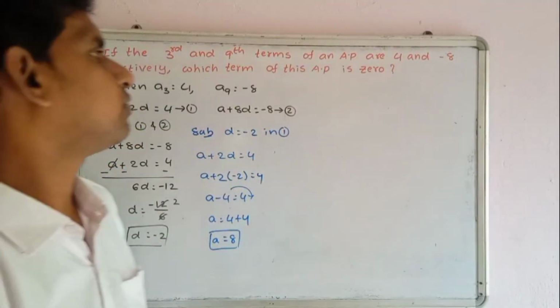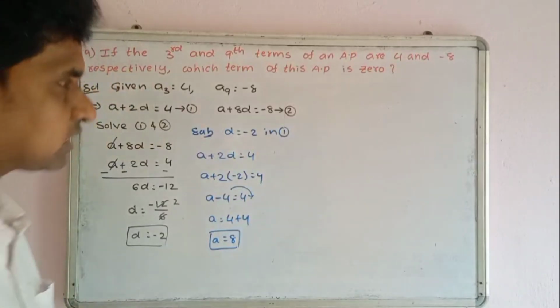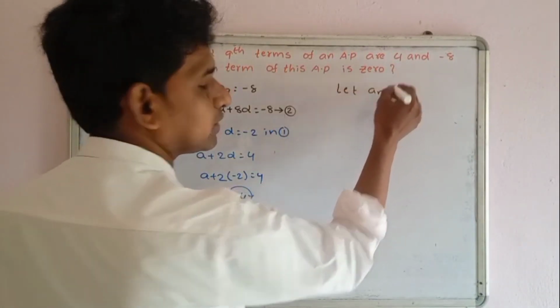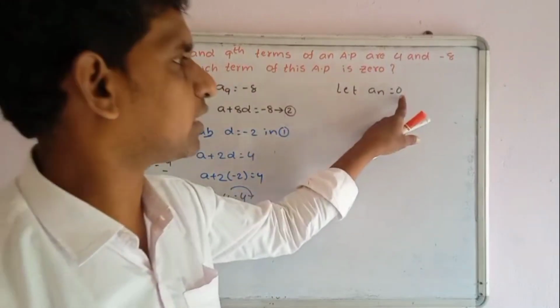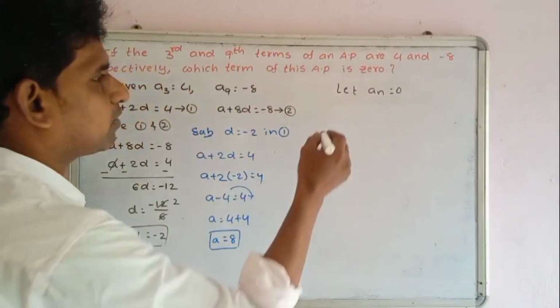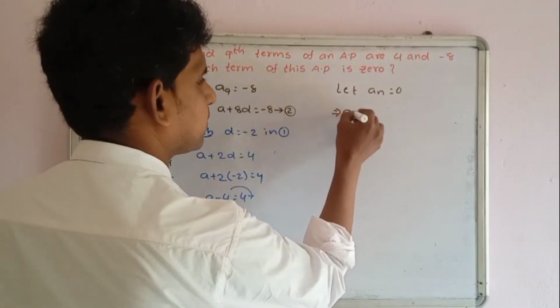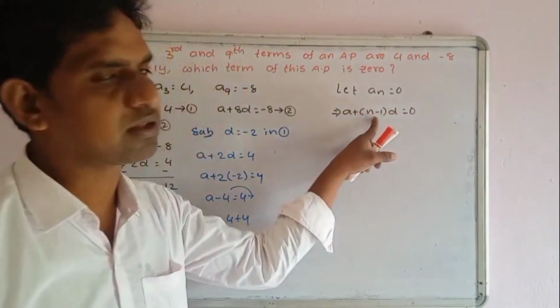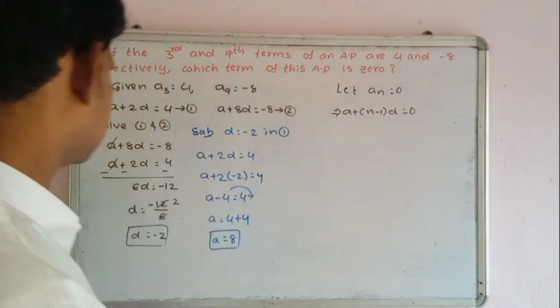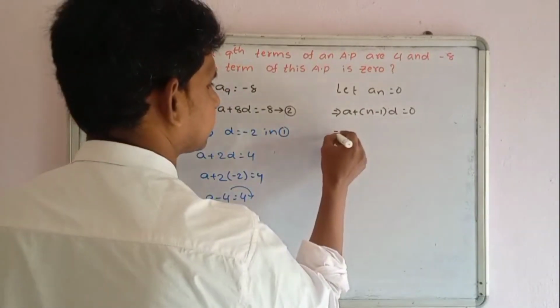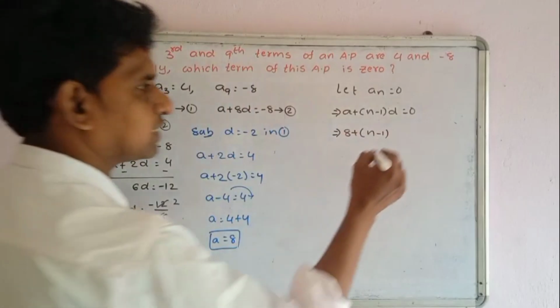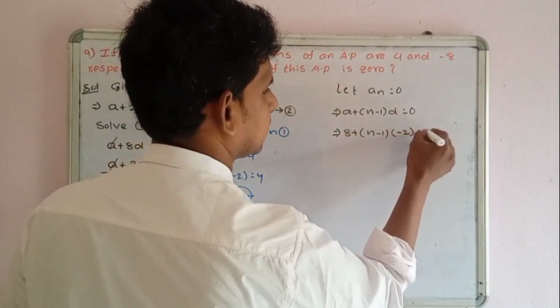Okay. Now which term of this AP is 0? Let the term be AN. Let us assume the nth term becomes 0. So what is the formula of AN? A plus n minus 1 into D equals 0. Now we will find the value of n. A value is 8 plus n minus 1, D value is minus 2, equals 0.